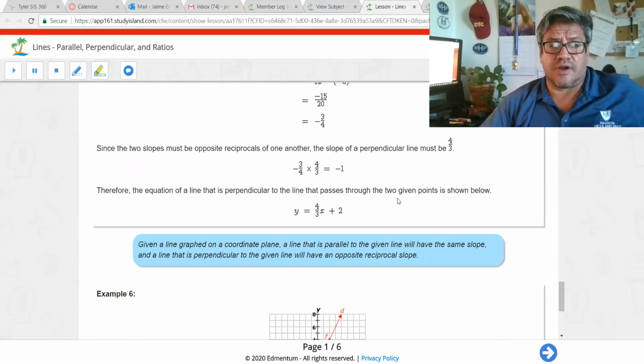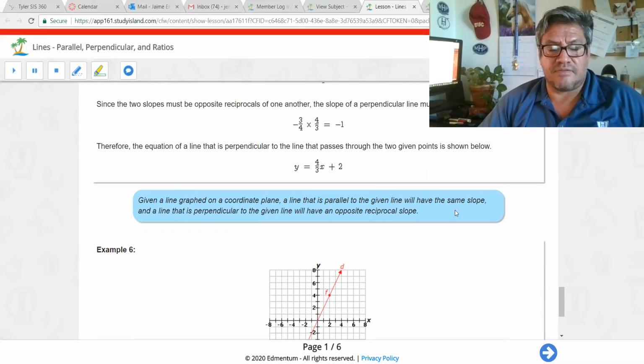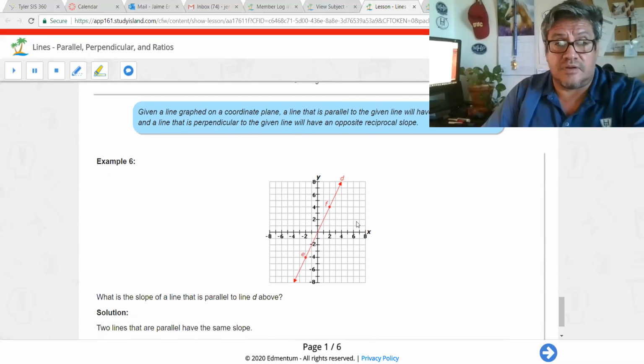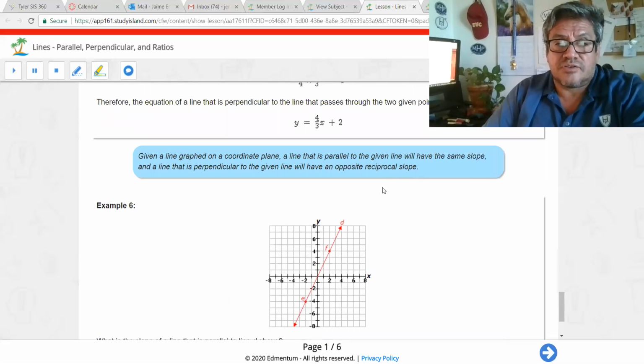Okay, now we're moving on to graphs. Given a line graphed on a coordinate plane, a line that is parallel to the given line will have the same slope, and a line that is perpendicular to the given line will have an opposite reciprocal slope. This is something I would imagine you already know, but as a refresher, 2 lines with the same slope are parallel, and 2 lines that are negative reciprocals of each other are perpendicular.